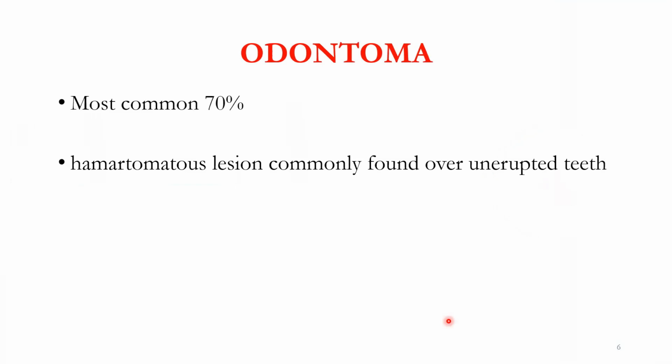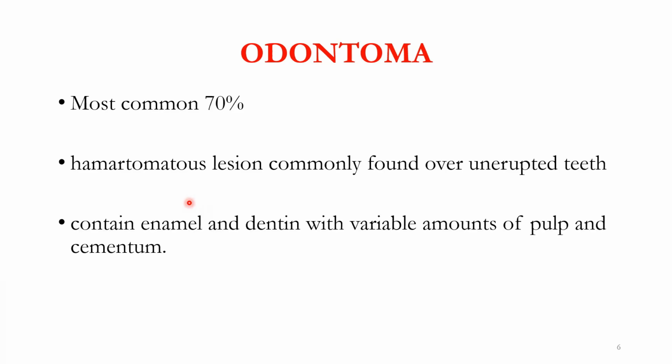The next mixed tumor we are going to study is Odontoma. It is the most common odontogenic tumor, comprising almost 70% occurrence. It is considered as a hamartomatous lesion, and this is commonly found over unerupted teeth. If you want to understand what is a hamartomatous lesion, I'll give a link in the description box below.